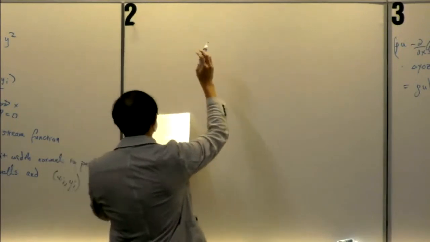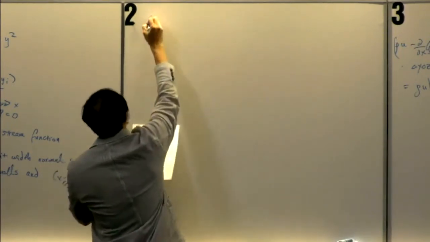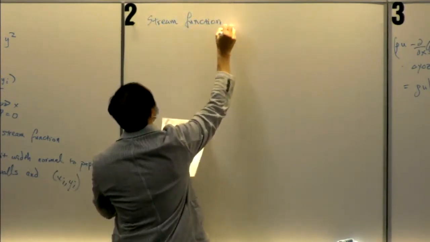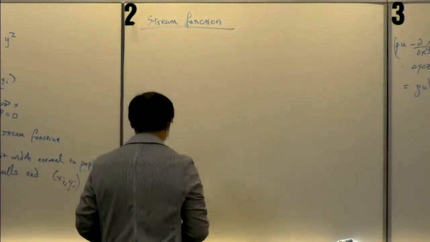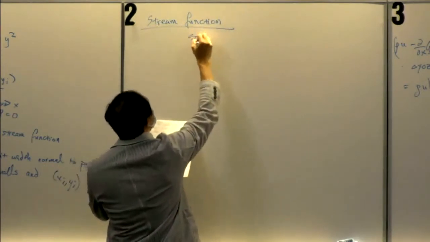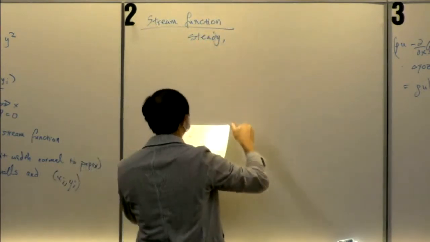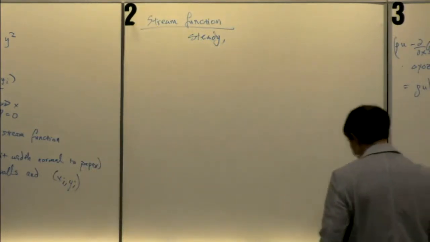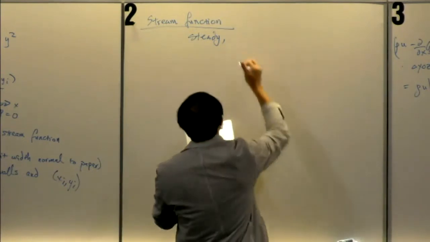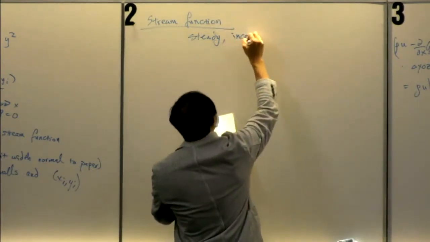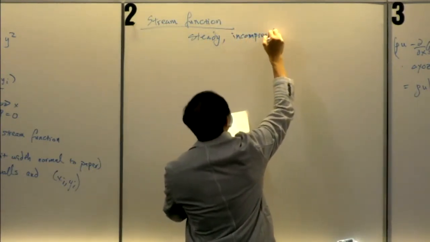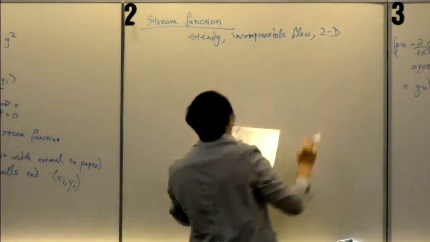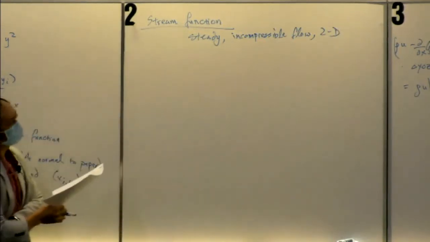All right, now we have to talk a little bit about the stream function. Like I said, the stream function contains information of that velocity field, u as a function of x and y. So the following are all going to be assumptions for the quiz.